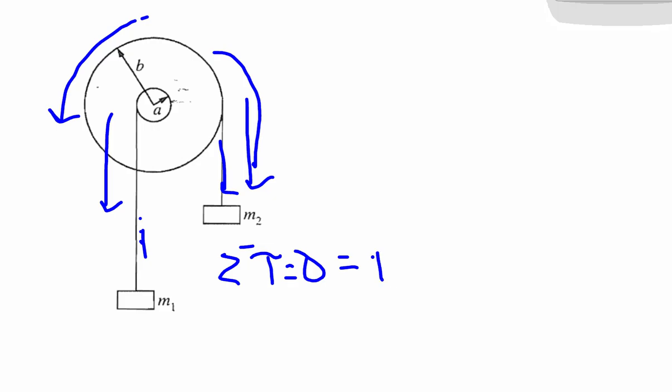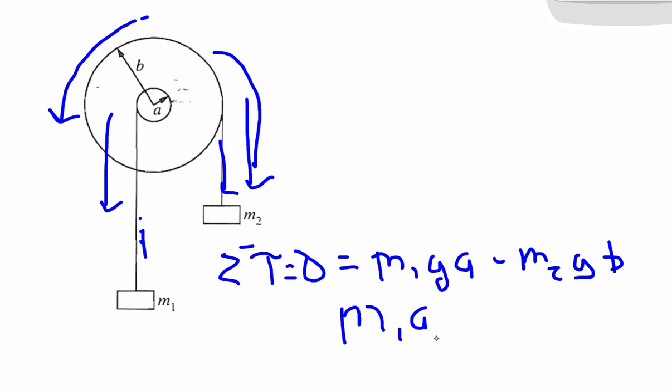So I guess I'll go M1G times radius A minus then M2G times radius B. So we set these equal to each other, then I suppose then M1A has to then equal M2B. So that's not too difficult of a question to deal with here. Sum of all torques must equal 0.